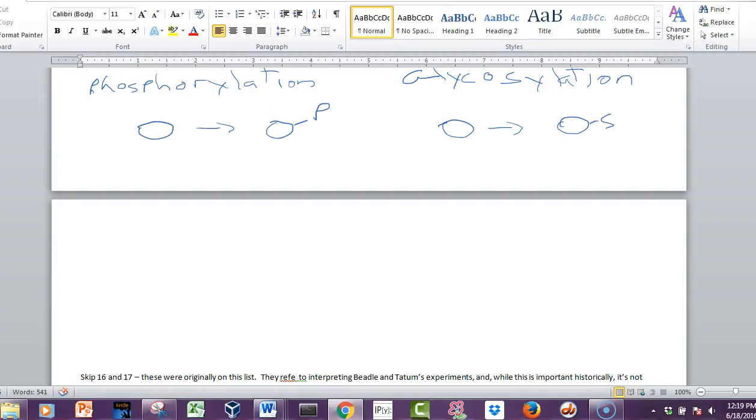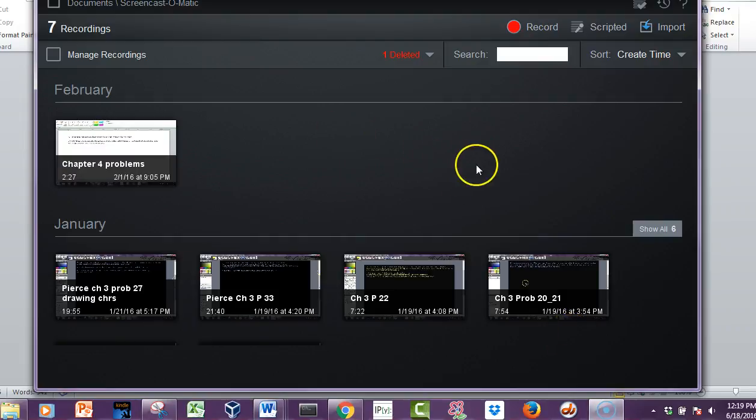All right, so I think those are the two examples that they give. The main thing to know is that there are these different types of post-translational modifications. Know one or two examples, and that should be good for now.